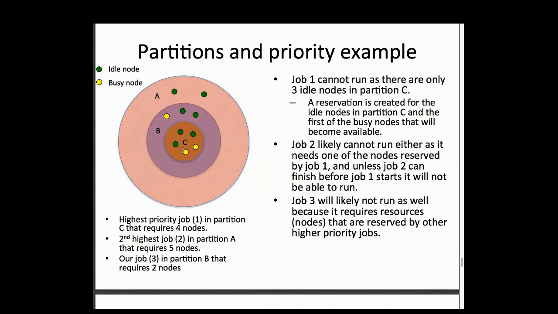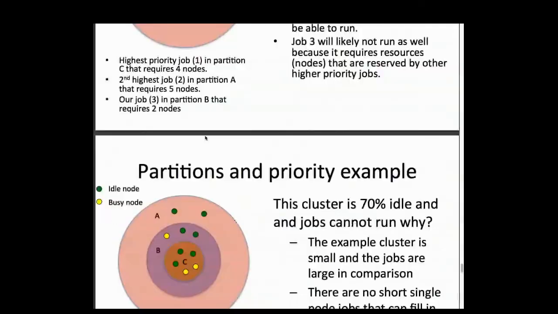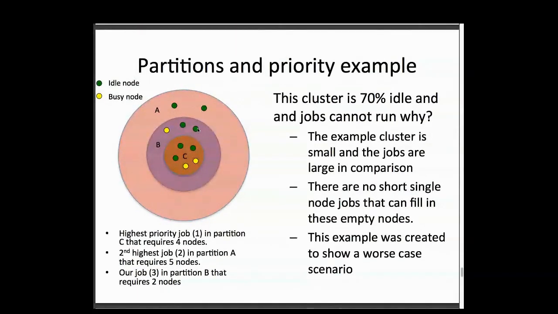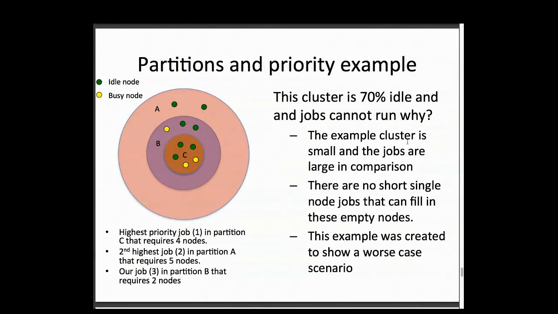Now, this is a particularly bad example, but why does it happen? Well, the reason is because the cluster is very small, and these jobs are huge by comparison. So we're talking about jobs that require half the cluster. And the other part is that there are no single node jobs that can fill all these empty nodes, especially because we could have short, single node jobs, and they would run immediately. And this is an example of a worst-case disaster situation.